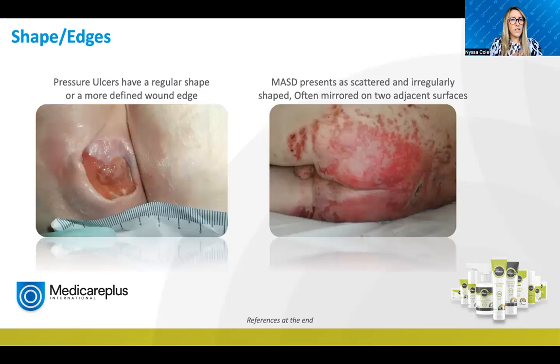Then we have the shape and edges. So the shape of a pressure ulcer tends to be quite defined around the edges, whereas with incontinence-associated dermatitis, it's very scattered. There's no specific pattern. It does tend to be mirrored on both sides, but it doesn't have to be. But you can see from the images that they're significantly different.